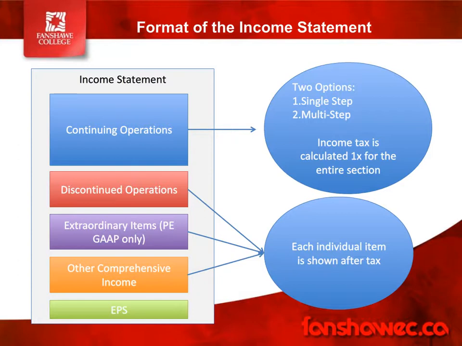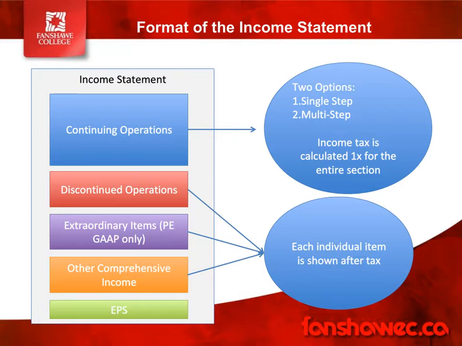So if a building gets destroyed because of a tornado or a flood or an earthquake, something that's not common, that doesn't happen in your area, wasn't part of a management decision, all of those criteria that make it extraordinary. Even if that happens under IFRS, you're not allowed to show it in a separate section. You can segregate it, but you can't show it in extraordinary items. You have to show it as a separate section up in continuing ops or as an abnormal item. PE GAAP is the only one that allows extraordinary items.